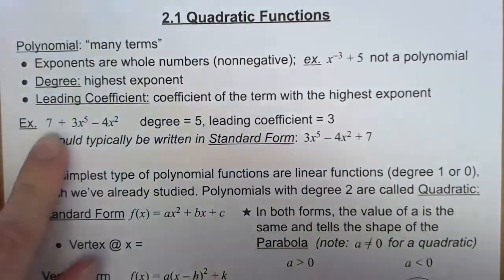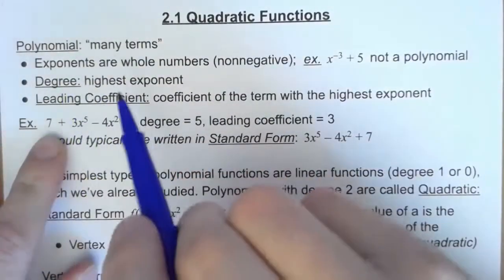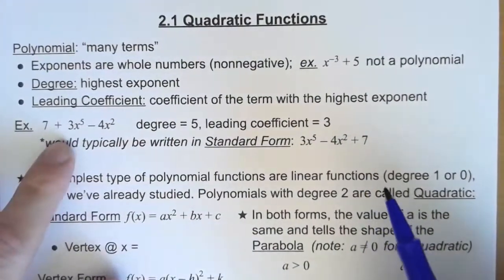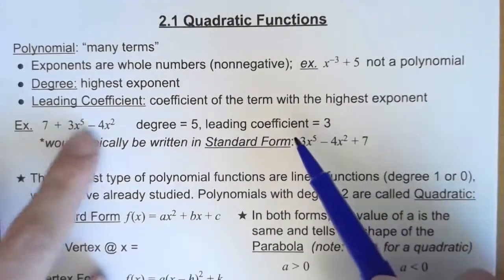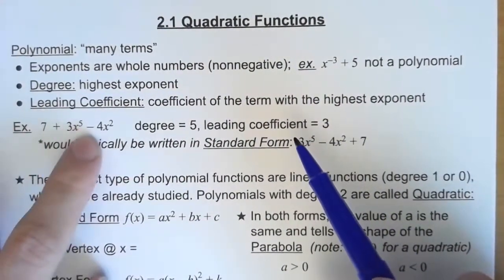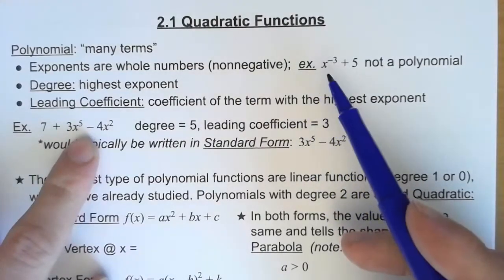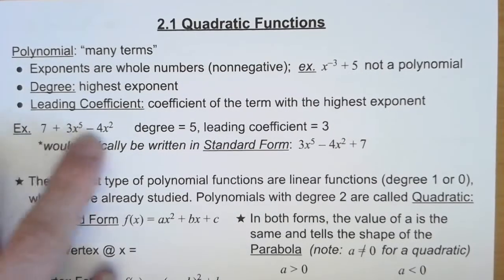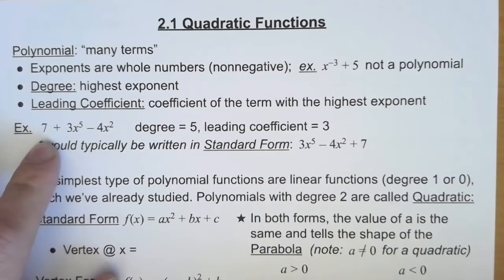And so one thing to note is that the exponents have to be whole numbers. So some of your homework problems will ask you if it's a polynomial or not. You're looking for only whole numbers, which have to be not negative. So something like x to the negative 3 makes it not a polynomial. X to the half or a square root would make it not a polynomial. It's got to be nice and simple like this.